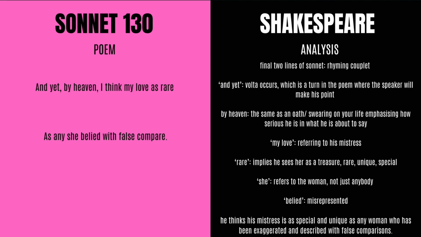The word rare indicates that he sees his lover as hard to find, valuable and special, almost like a treasure or a diamond. Belied means misrepresented, so here he is referring to the other poets that have described their lovers in ways that are way too exaggerated to be true. If we had to read the sentence again in English that is easier to understand, he is saying that he swears he loves his lover as much as any of the women who have been exaggerated and described with these false comparisons by other poets.